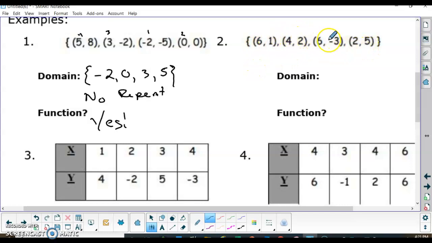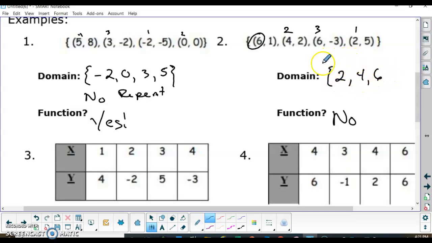Look at the domain on this list over here. So let's say my smallest value is a 2, and then I have a 4, and then I have a 6, and I have a second 6 right here, right? So I only need to list the domain values once. Notice it repeats here. So this is no, not a function, and the domain is 2, comma 4, comma 6. Everything's only listed once.